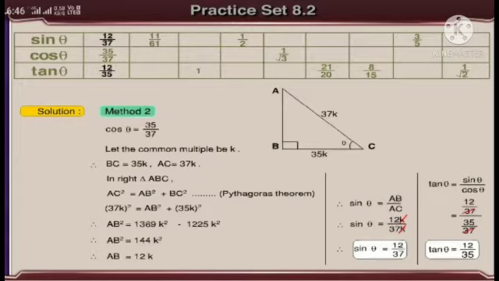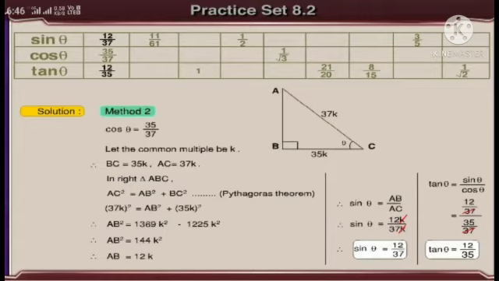Now since we know that sin theta is opposite side divided by hypotenuse, the side opposite to theta is AB and the hypotenuse is AC. So therefore sin theta is AB upon AC. Now substitute the value of AB and AC. Therefore sin theta is 12k upon 37k, that is sin theta is 12 upon 37. Now tan theta is sin upon cos, so that is 12 upon 35.